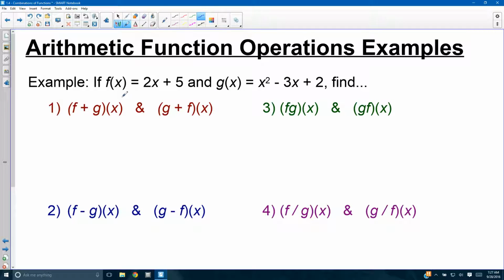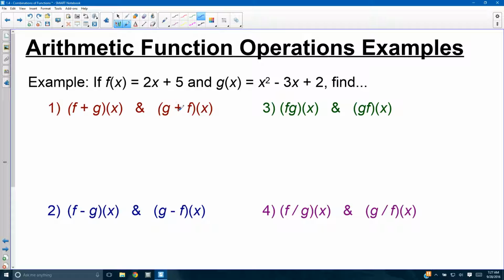Okay, let's start off with this example here. If f of x equals 2x plus 5 and g of x equals x squared minus 3x plus 2, we're going to find a couple things. Now, I have 8 different things to find here. F plus g of x and g plus f of x. And then we're going to do the same for multiplication, subtraction, and division.